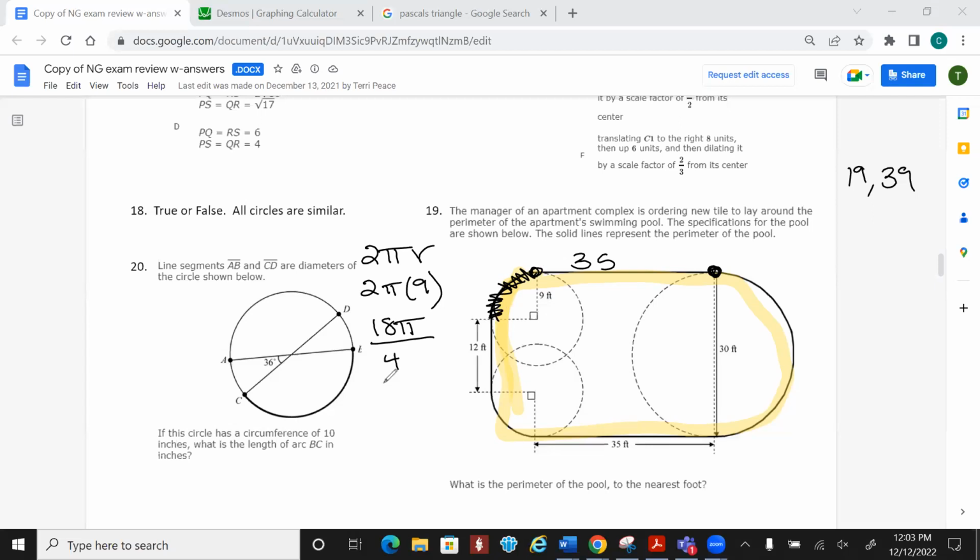With me? So 18 divided by 4 is going to give me 9/2, right? Okay. Y'all check my math. 9/2 pi. This guy right here is also going to be 9/2 pi. With me? Okay. Again, this arc right here. So we've got 35, 9/2 pi, 9/2 pi, 35.